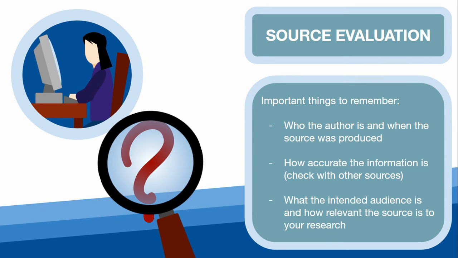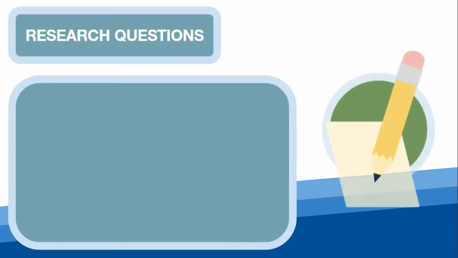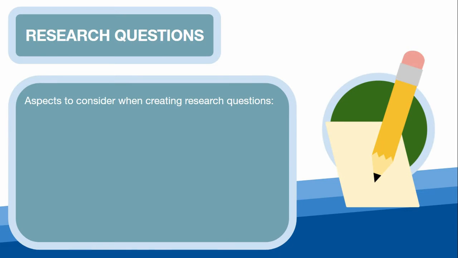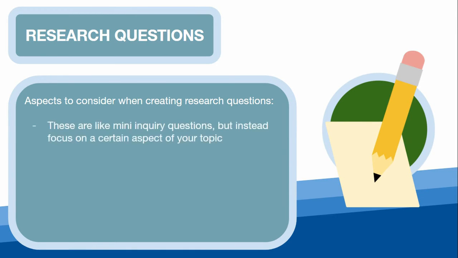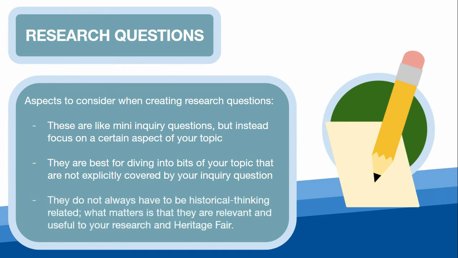And so on. When beginning your research, something you might want to do first is create research questions. These are a bit like mini inquiry questions, but instead of focusing on the entire event, it focuses on one of its aspects, such as the people involved or its specific effects. These questions should help guide you through your research. They should focus on an aspect of your topic that you want to explore more, which isn't explicitly covered by the inquiry question. These can also be very helpful if you incorporate historical thinking into them, which we'll dive into right now.